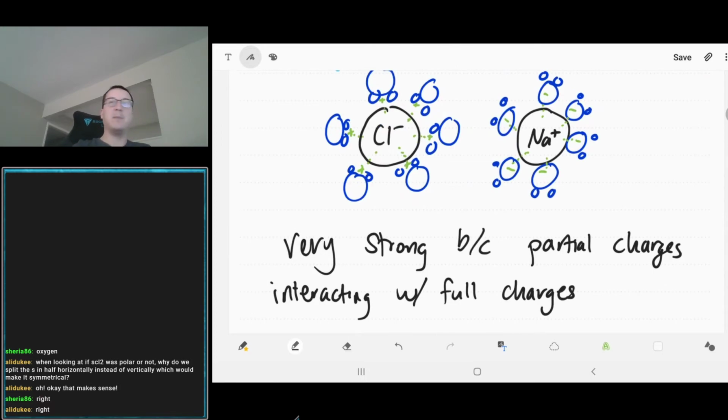This is the reason that a lot of ionic compounds will dissolve in water, because you'll have these ion-dipole interactions. So the water molecules, which are very polar, are happy to interact with ionic species. The water gets very happy when it can interact with fully charged things. And so this is going to be the reason that a lot of things dissolve.